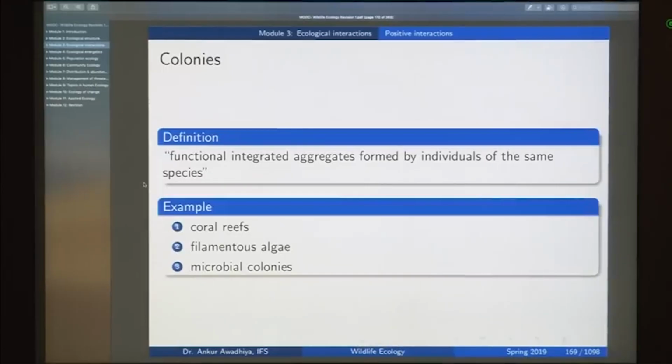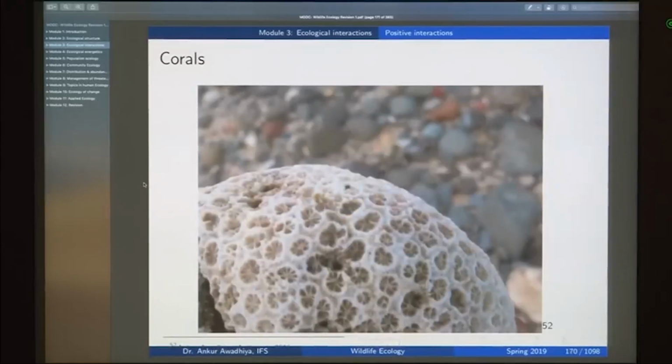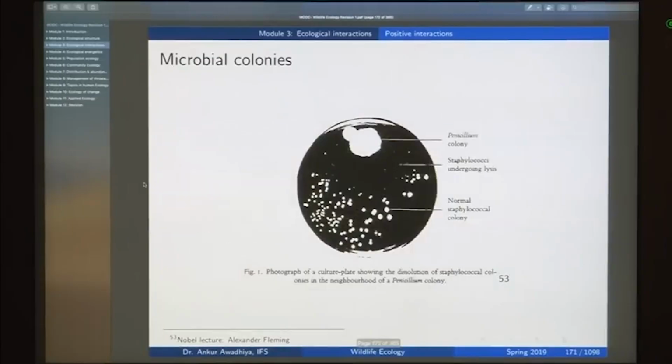Then we looked at different positive interactions. We started with colonies. They are functional integrated aggregates that are formed by individuals of the same species. So, they look like one big individual, such as coral reefs, filamentous algae or microbial colonies.